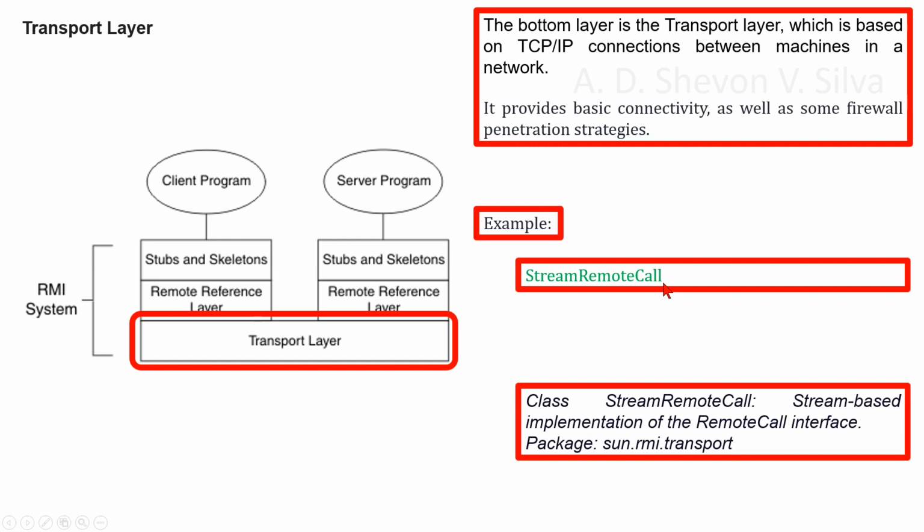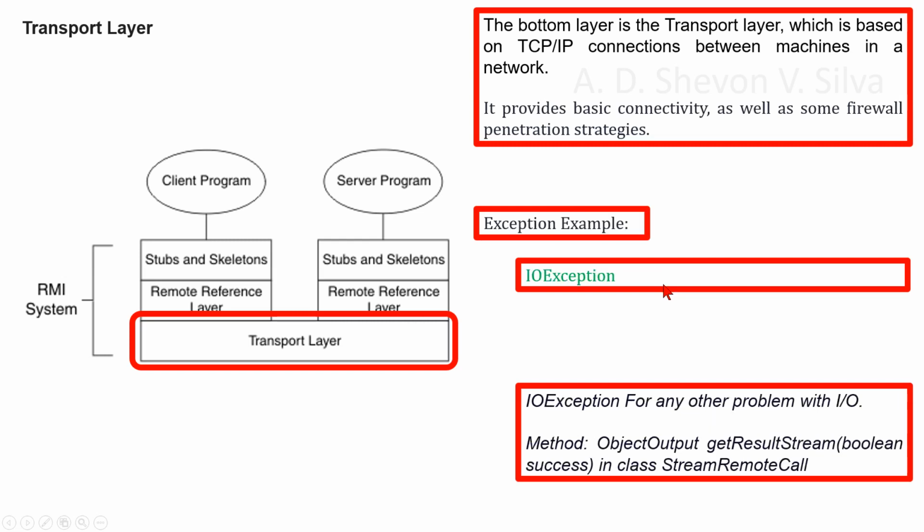This is in package sun.rmi.transport. As an exception example, we can consider IOException. This is IOException for any other problems with IO in the method ObjectOutput getResultStream(boolean) in class StreamRemoteCall.